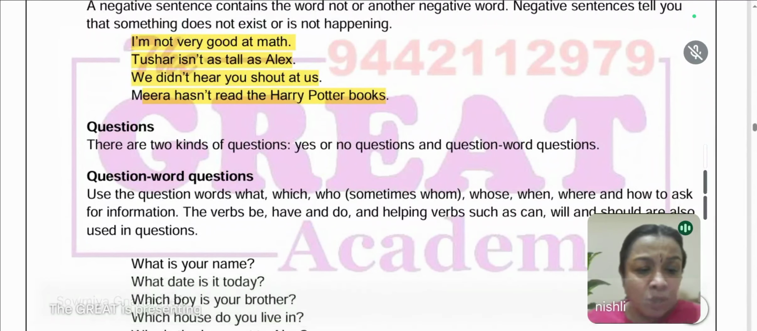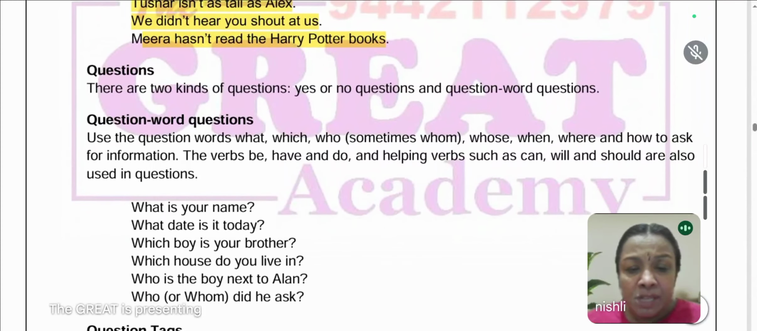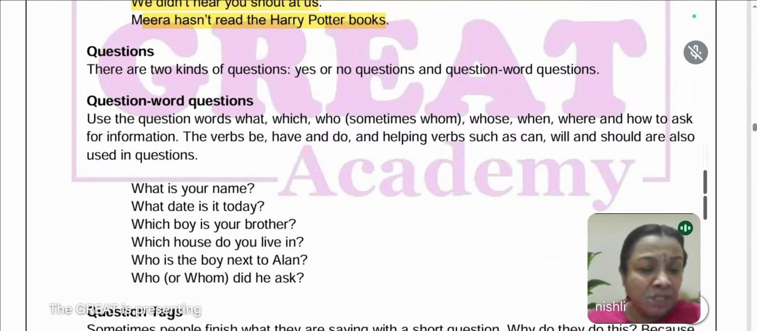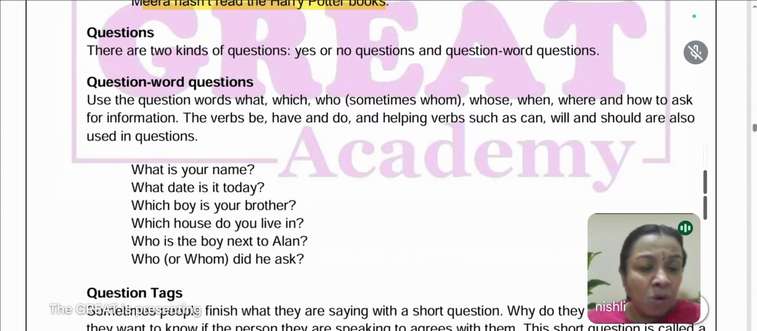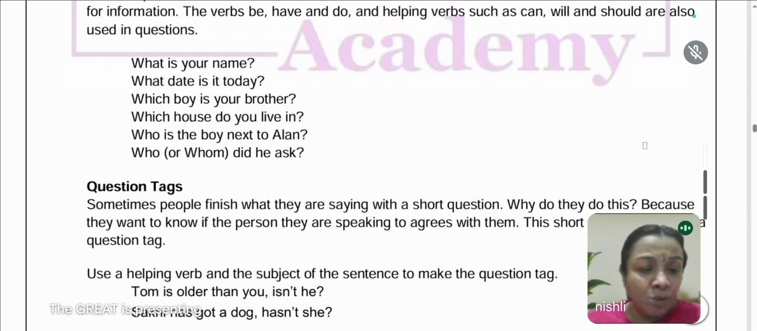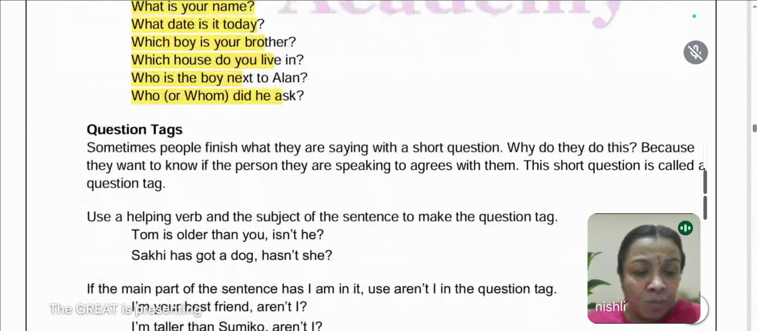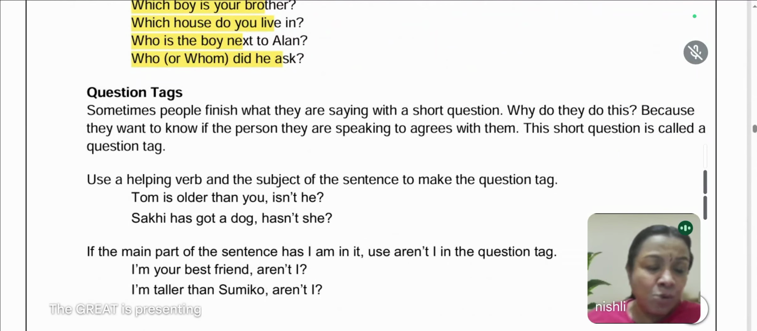Then questions. There are two kinds of questions, yes or no questions and question word questions. Question word questions are, what is your name? What day is it today? Which boy is your brother? Which house do you live in? Who's the boy near to Alan? Who did he ask?